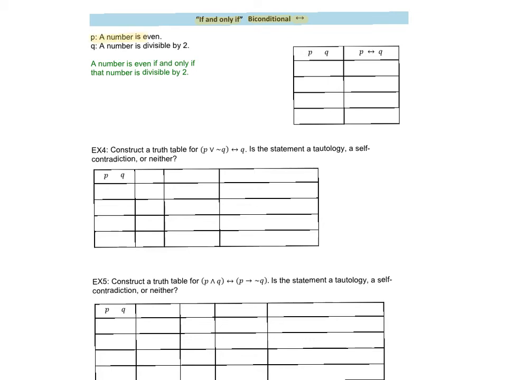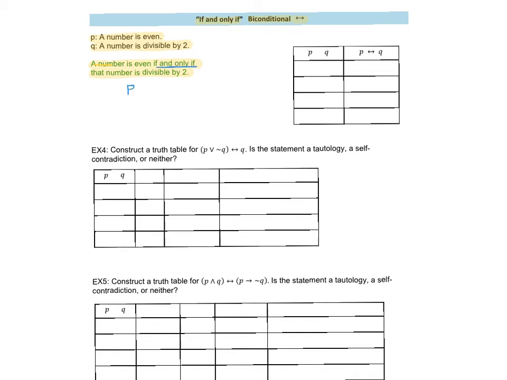We'll let P be a number is even, Q will be a number is divisible by 2. And just for your information, this is the definition of an even number. A number is even if it is divisible by 2. Likewise, if a number is divisible by 2, then it is even. So when we look at the statement, a number is even if and only if that number is divisible by 2, that's going to be our connective, if and only if.